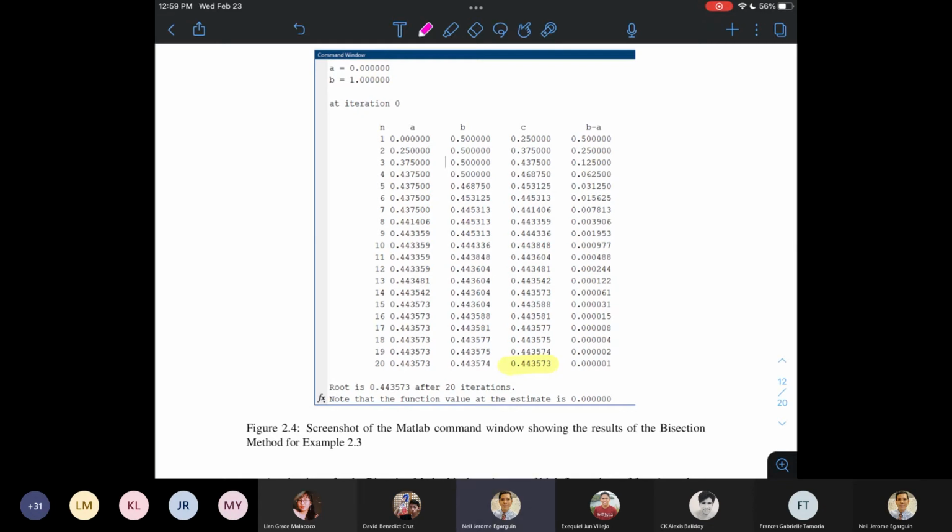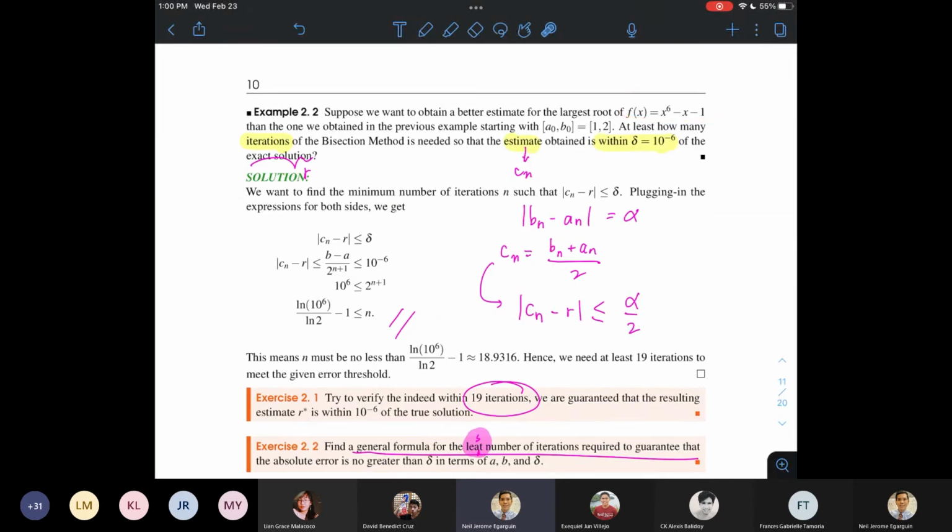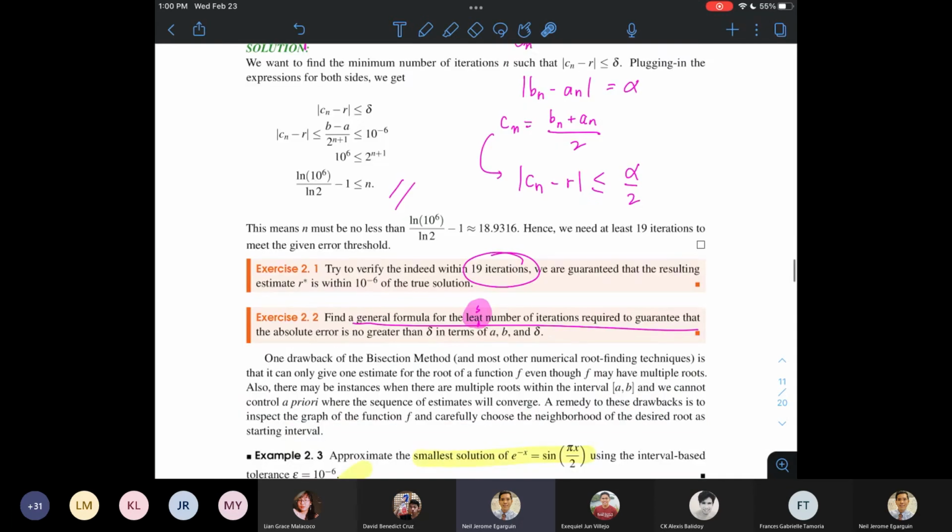Pero remember, yung kinompute natin sa example 2.1 ay, dun sa example na 19 iterations yung sagot, ay siya yung relative error. So ibig sabihin yung length ng interval nung nandun sa 19th interval, kakalahatiin pa natin para ma-compute. Let me see. Baka kulang pa pala yun, no? Same function ba yung ginamit sa example? Alin po, sir? Ito. So, example 2.2. Same functions, no? X to the 6 minus x minus 1. Same interval 1 to 2. 10 to the minus 6.